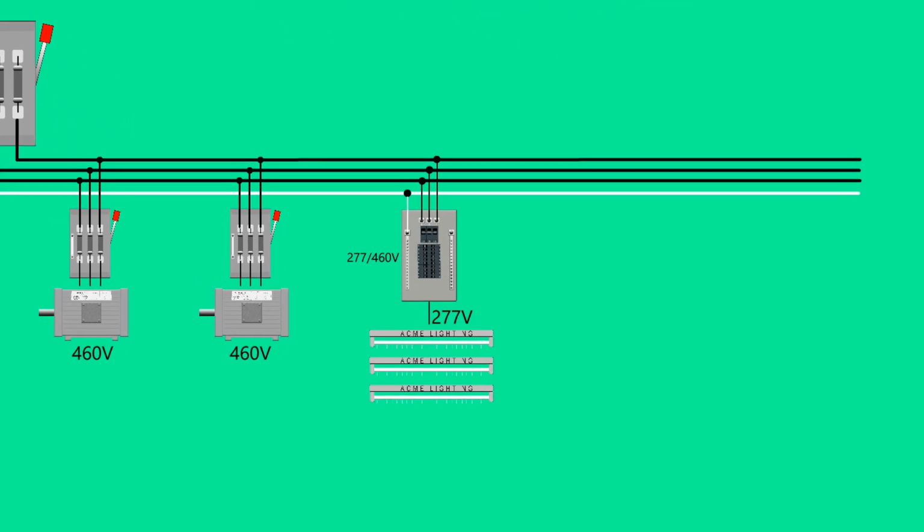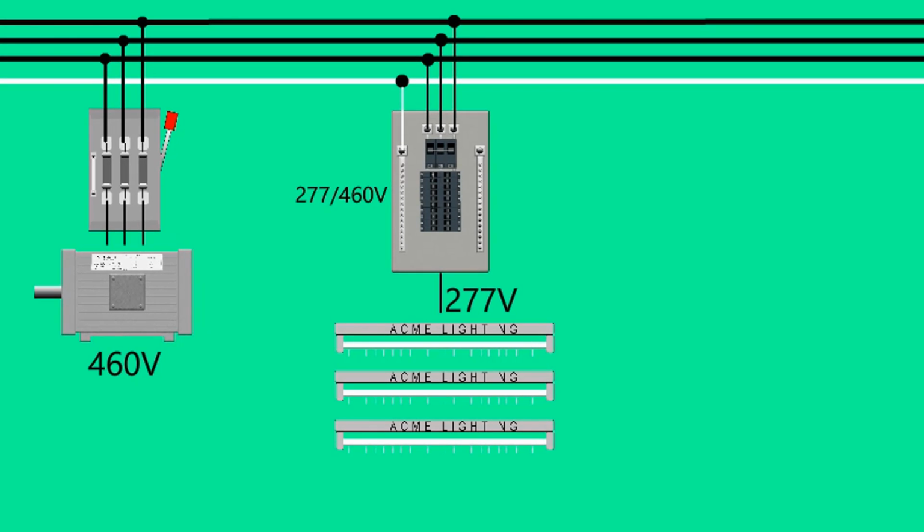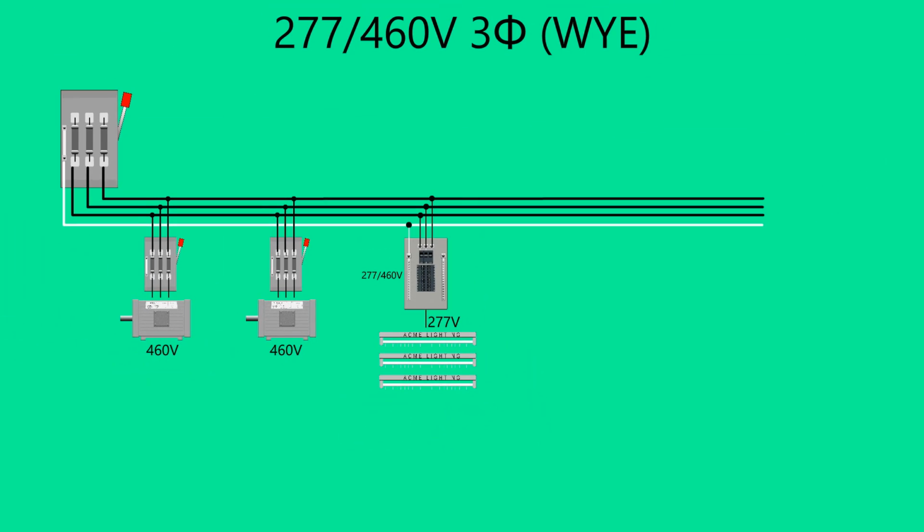Many commercial and industrial premises have large lighting loads. There are advantages in using 277 volt lighting. To supply this voltage, a 277/460 volt panel is installed to distribute 277 volt power to the building lighting load.